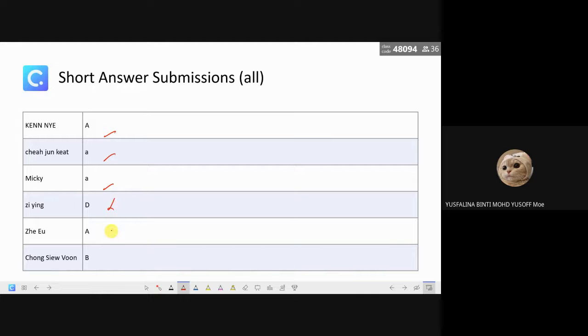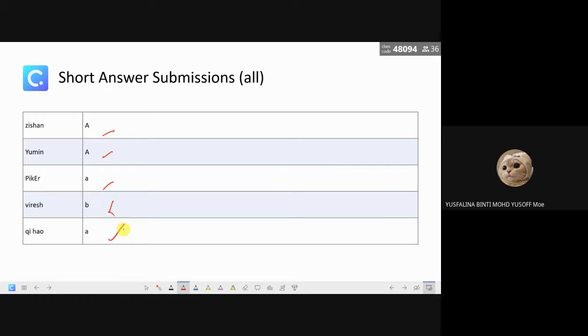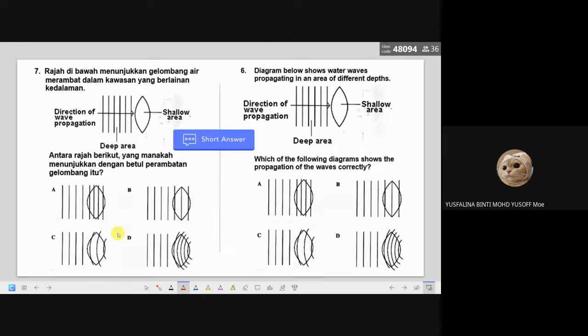Okay, Jing, Siobhan. Make sure you know that refraction depends on the depth of the water. If the depth of the water is deep, the wavelength is bigger. If the water level is the same, then all the wavelengths will be the same. So don't forget about that one.